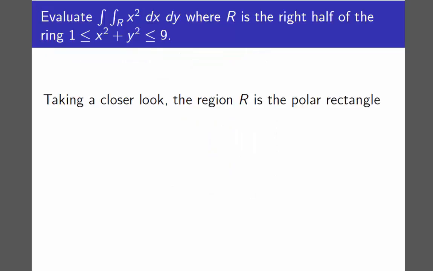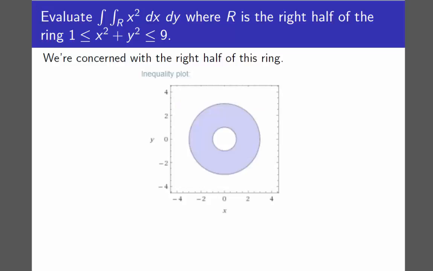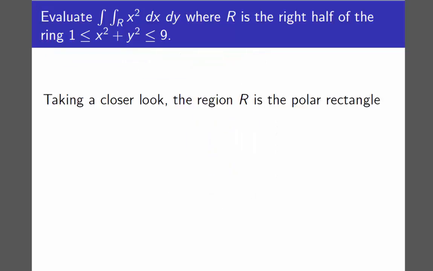If we take a closer look at this region, we can see that the right half of the ring, the region that we're interested in, can be represented in polar coordinates as theta going from negative pi over 2 to pi over 2, and r, which is the radius, goes from 1 to 3. So we have that theta is between negative pi over 2 and pi over 2, and that r is from 1 to 3.